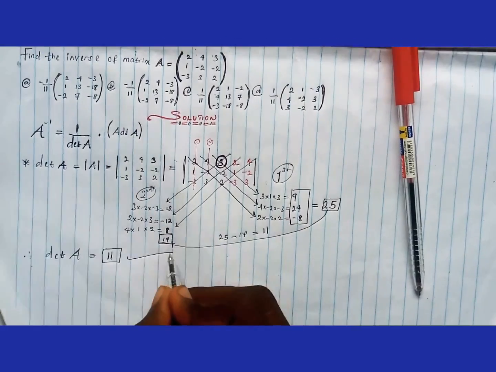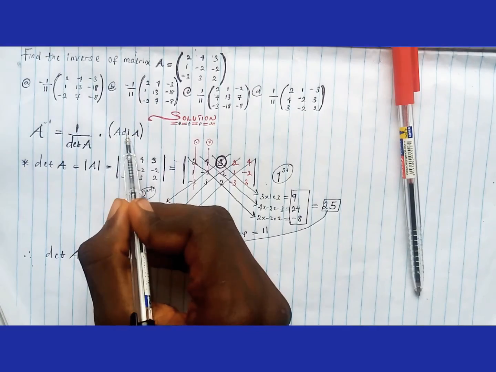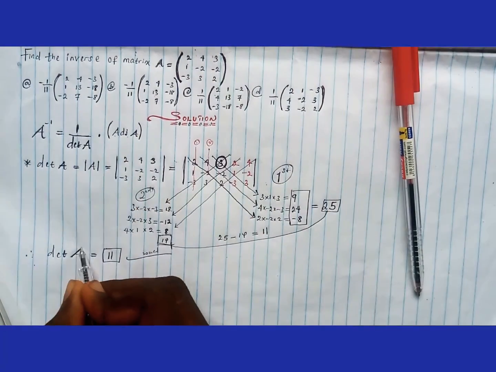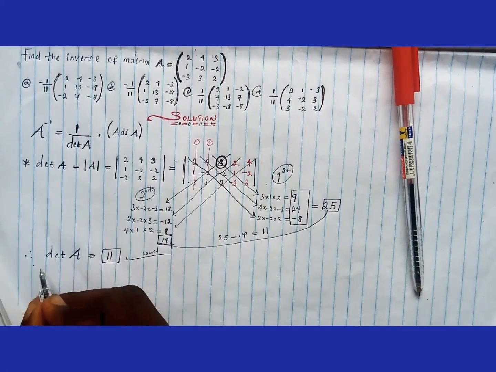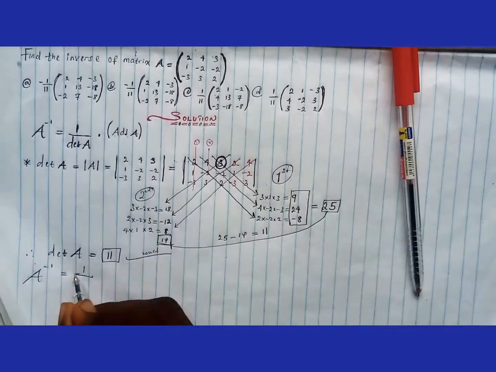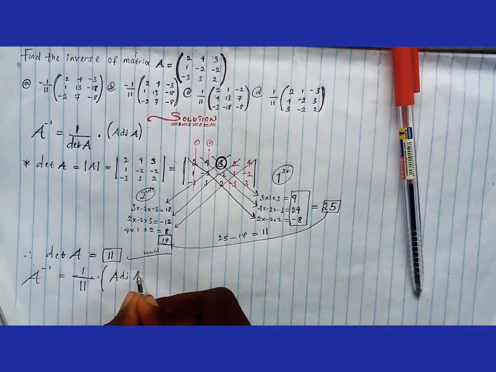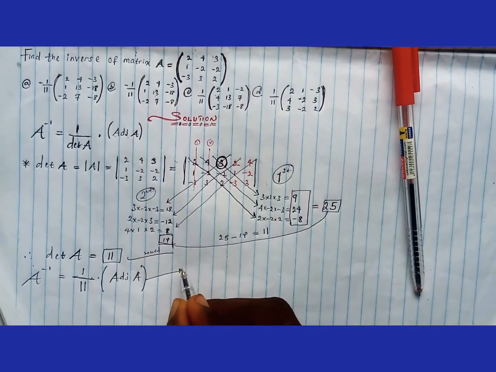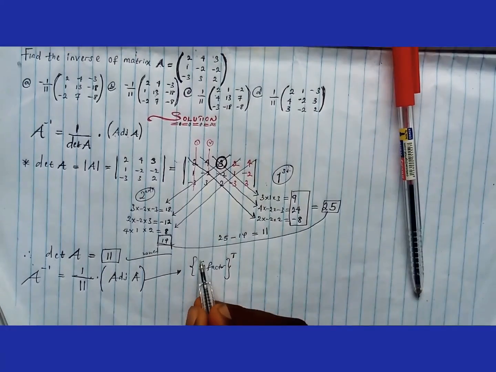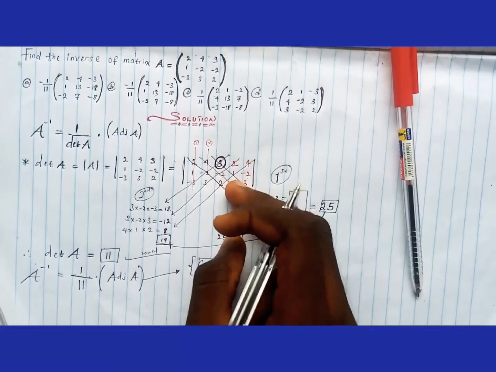Now this is just a shortcut. The same pattern will also be used to get the adjoint of matrix A. Since we agree that the determinant of matrix A is 11, then we have the inverse of A equals 1 over the determinant, which is 11. The next thing for us to do is to get the adjoint of A. Instead of going through the stress of finding each cofactor and the transpose of the cofactor, we can just use this shortcut.